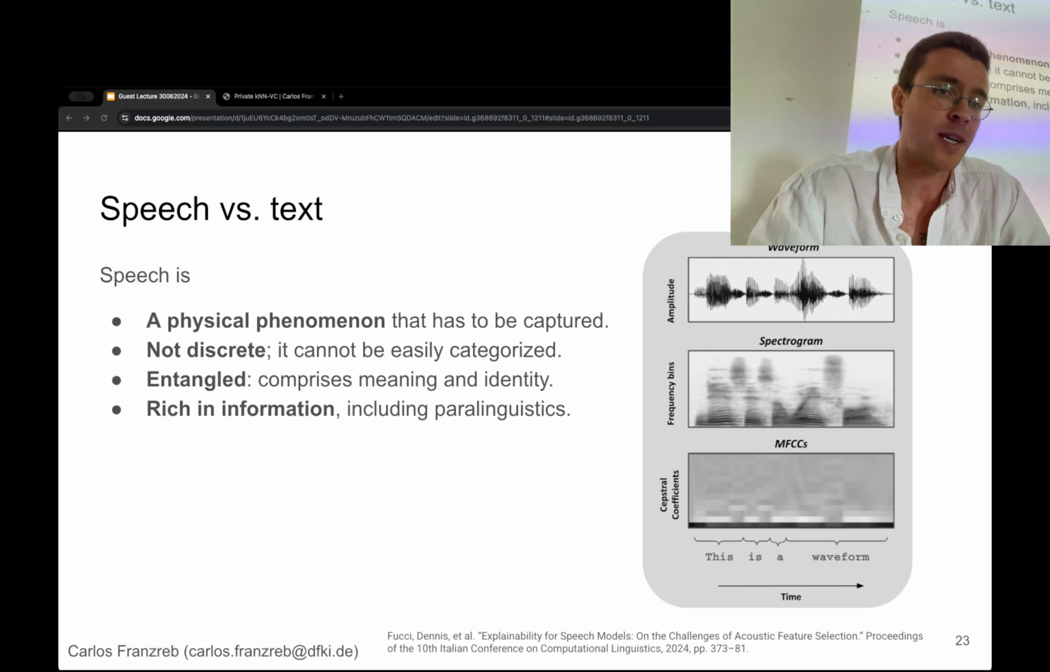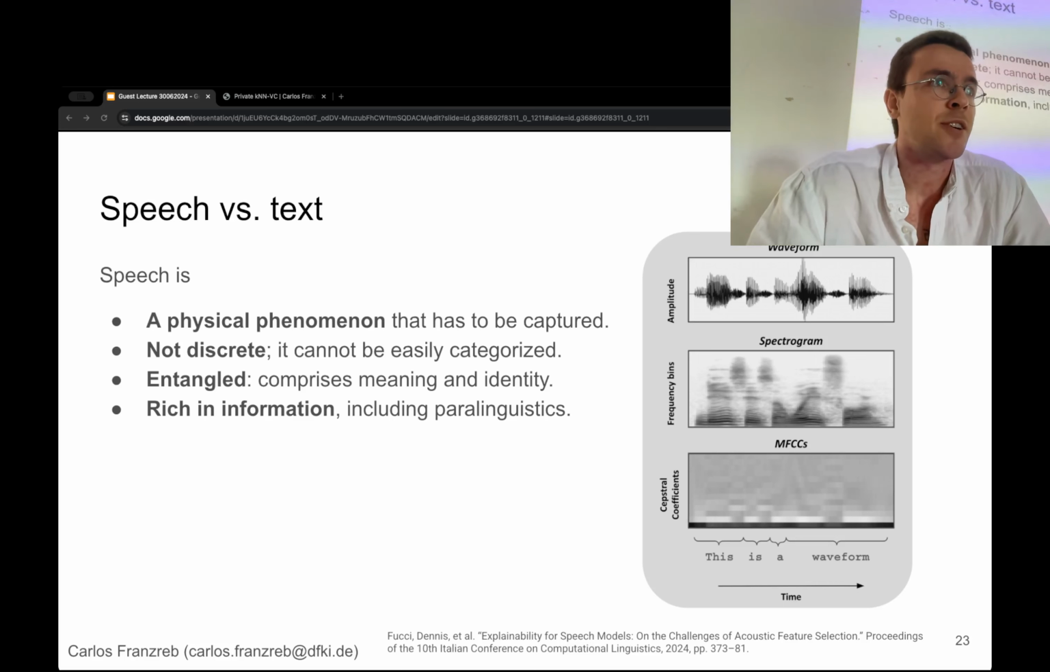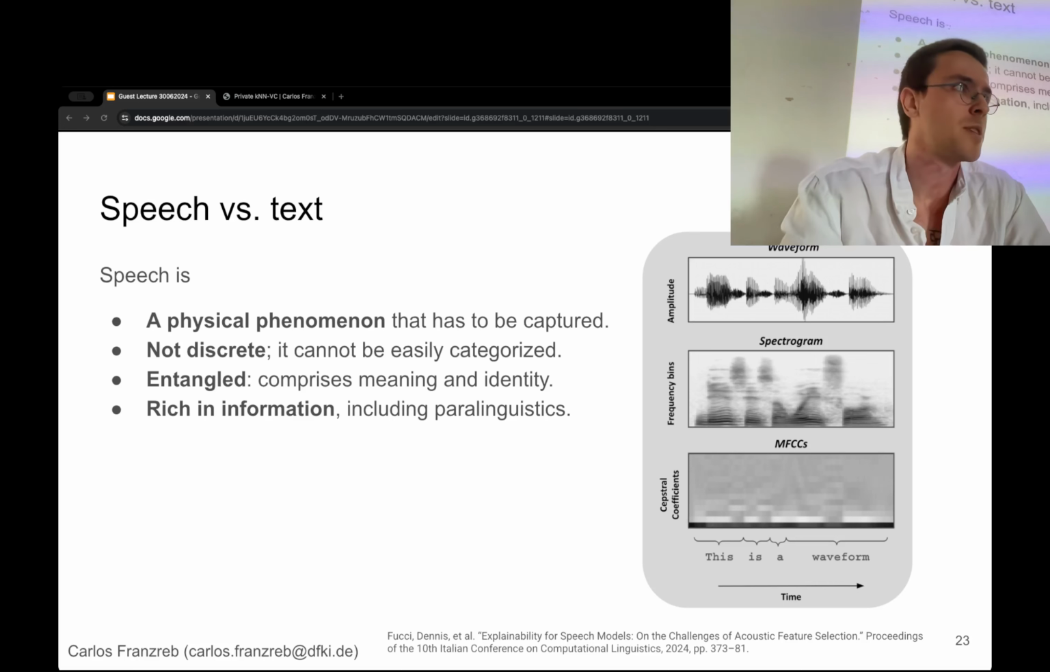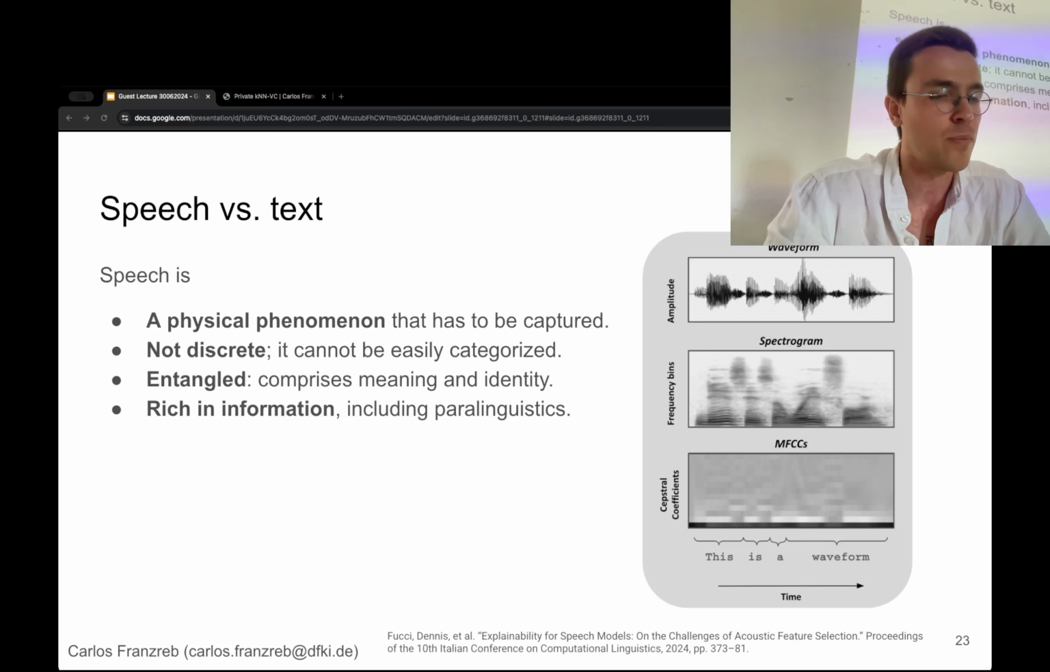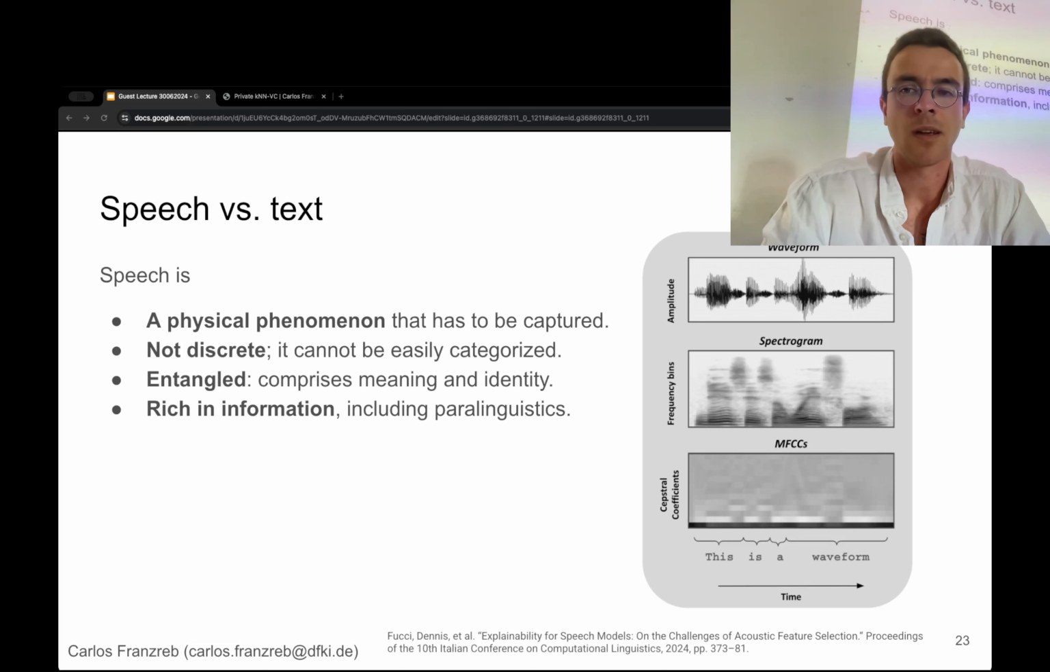Yeah, and speech being a signal also means that it's not discrete, which makes it harder to categorize, like what we were seeing before about these data sets where you see age and stuff. It's not so easy to read from speech. You can infer it, you have probability distributions around it, but it's just not that black and white.